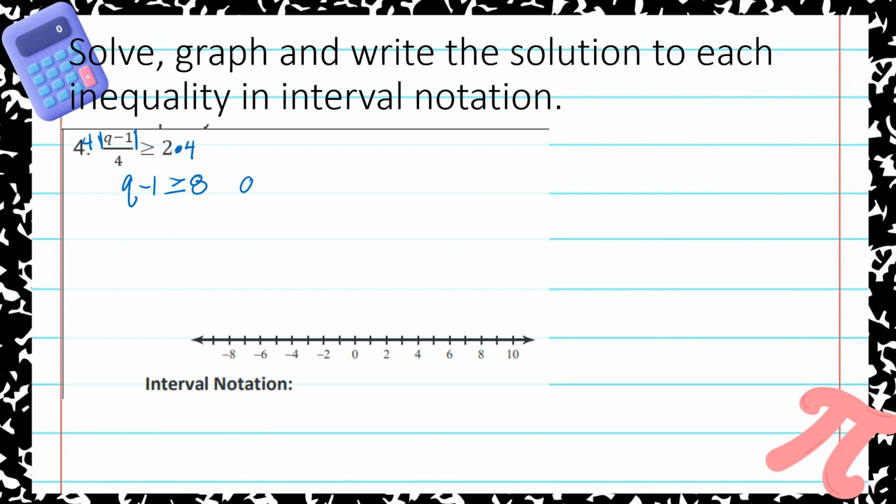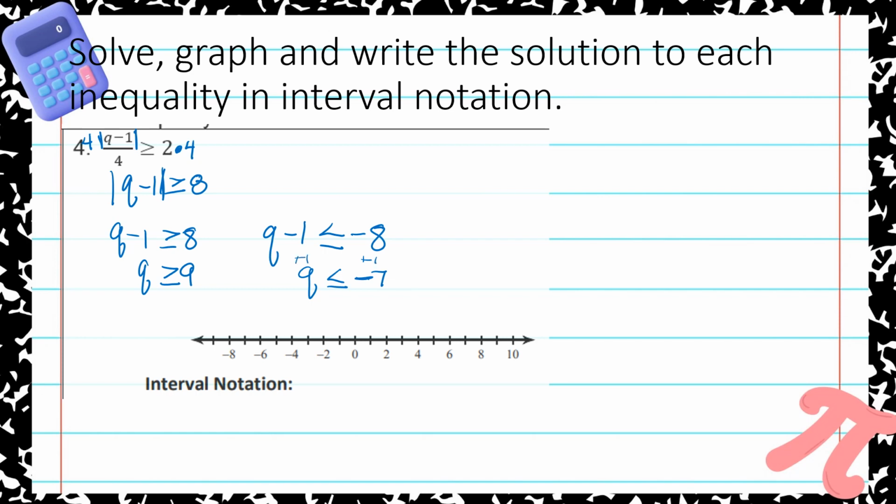I'm going to write my two equations. The original: q minus 1 is greater than or equal to 8, and then q minus 1 is less than, we're flipping the order symbol and negating the other side, negative 8. So all I have to do to solve this is add 1 to both sides in each inequality. So q is going to be greater than or equal to 9, and negative 8 plus 1, q is less than or equal to negative 7. I've added 1 there.